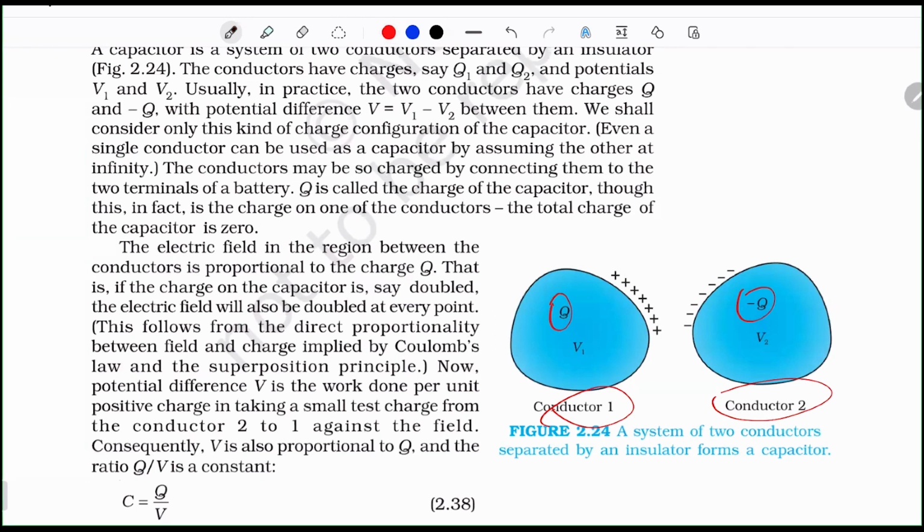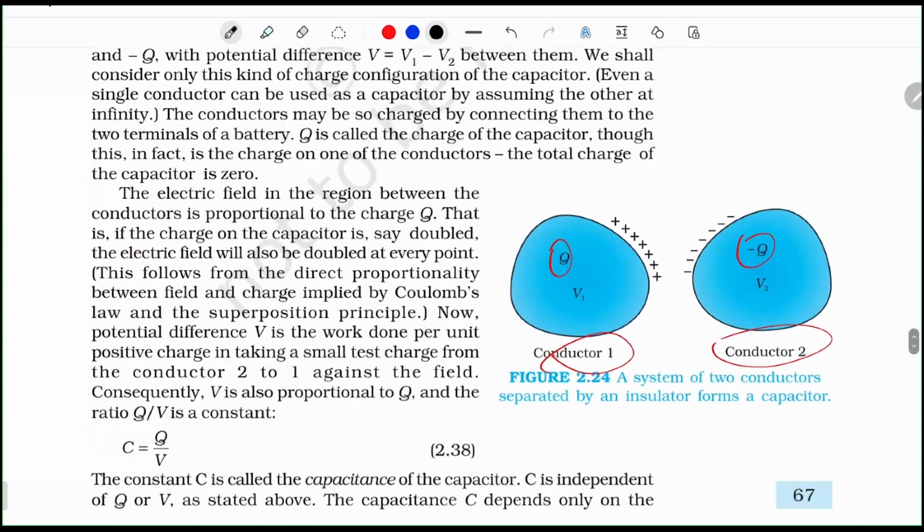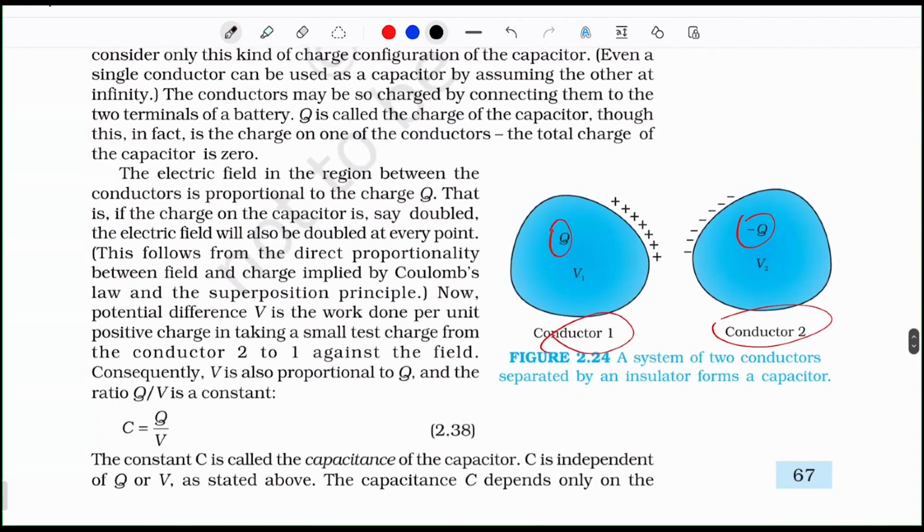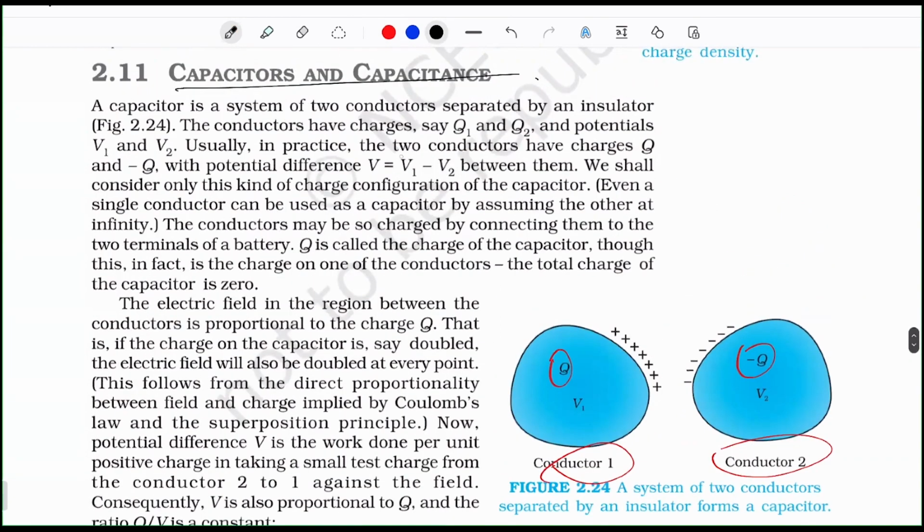The reason you can speak of a potential difference between the two conductors themselves is because all points inside the conductor have the same potential, right? You've seen that property before. The electric field inside the conductor is zero. So therefore, all points inside the conductor have the same potential. Therefore, the potential difference between the conductors can be thought of as a single quantity between any two points. This potential difference you denote by V1 minus V2.